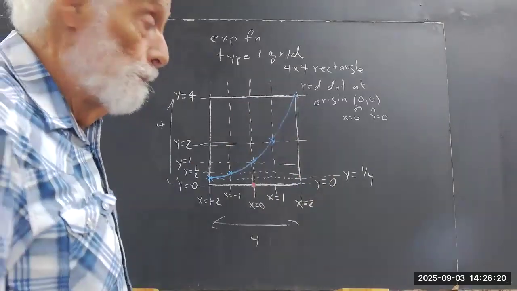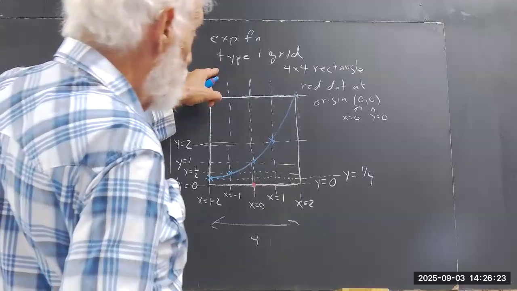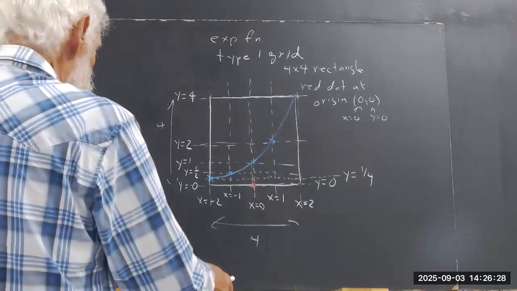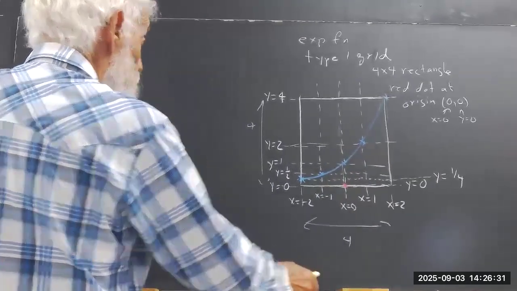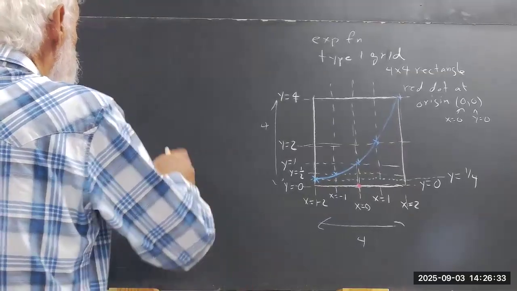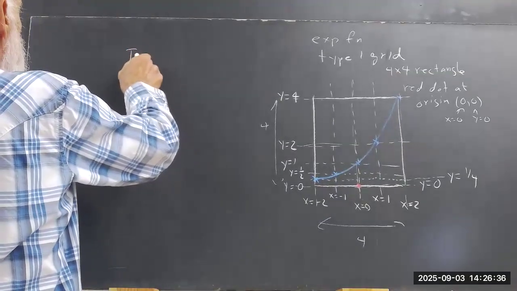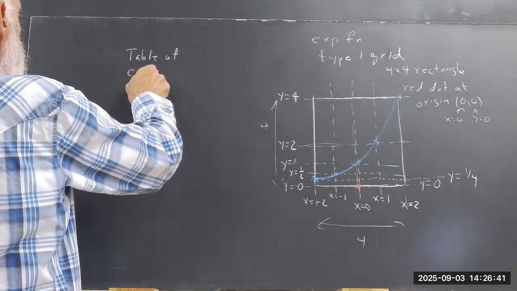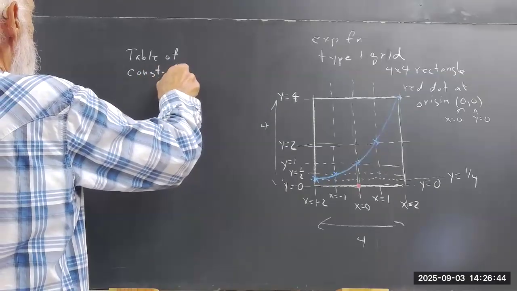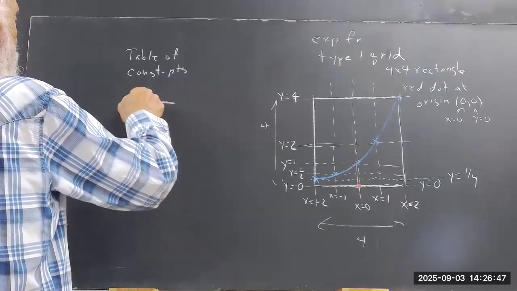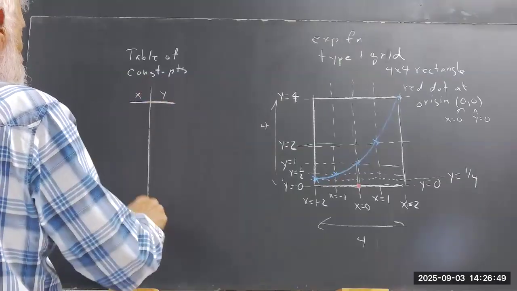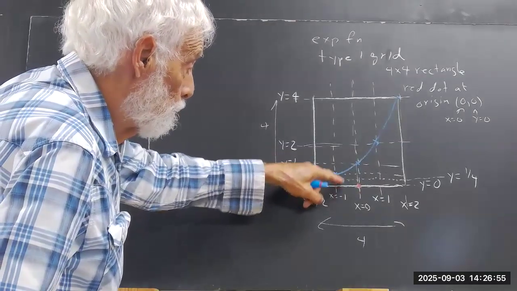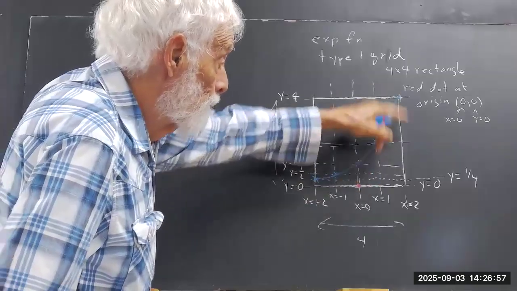Well, we can now make a table for the type 1 graph in a 4x4 rectangle when the red dot is at the origin. So, table of the construction points. X values are -2, -1, 0, 1, and 2.